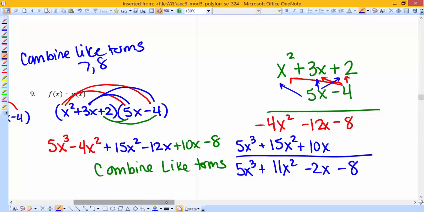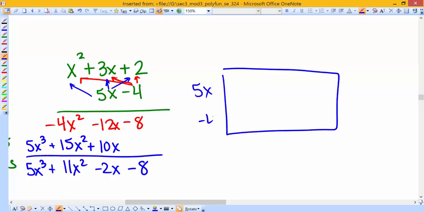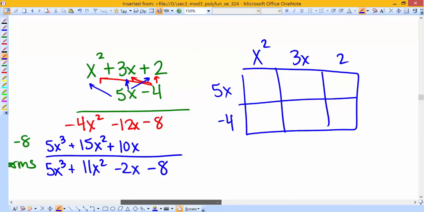And you can use a box. So your third method, I can set up the box where I would have the 5x and negative 4, but then I would just have to have 3 on the top: x squared, 3x, and 2. So any method you guys want to use, feel free to take your pick.